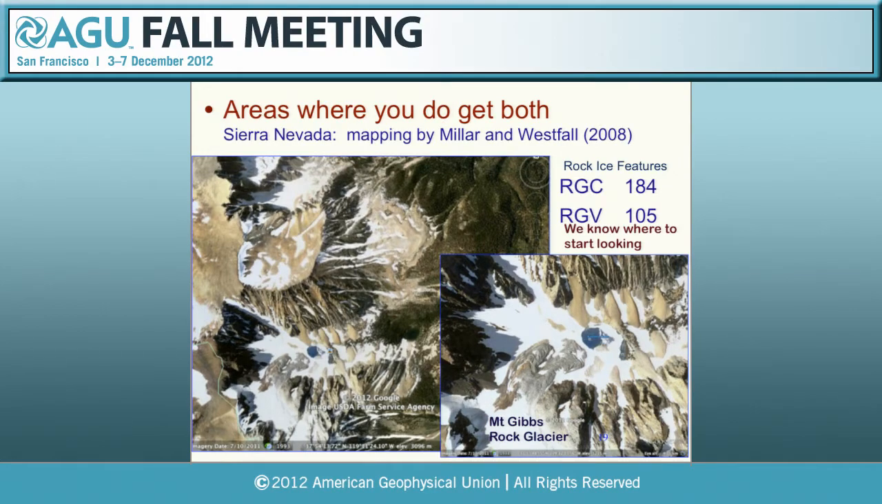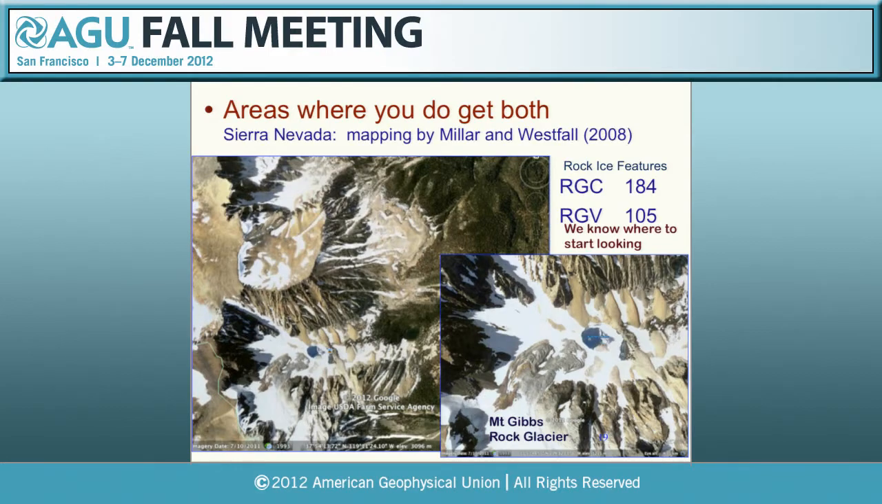Nearer to home here, we've got some of the good mapping that Miller and Westfall did. This is Kidney Lake. The trouble is here, of course, that there's a snow cover, and that, again, limits the usefulness of the Google Earth technique. But nevertheless, as we're getting better imagery, and of course we can go back and look at past imagery, we might be able to determine, say, here is a feature that's been mapped. We can actually use that to see what might happen.